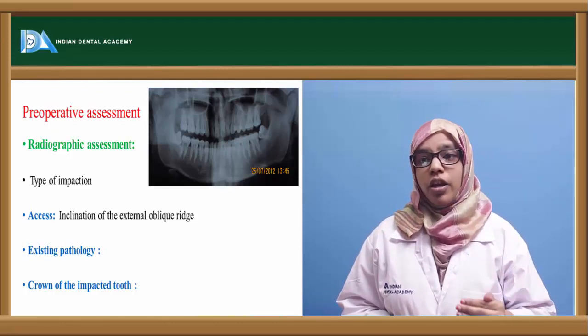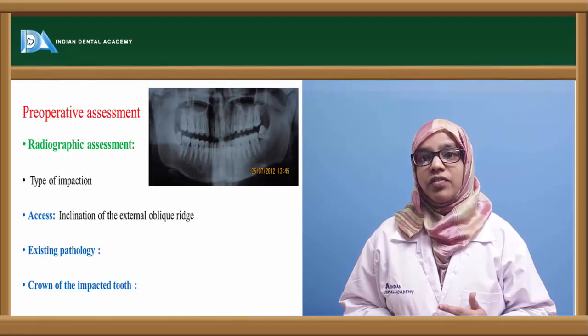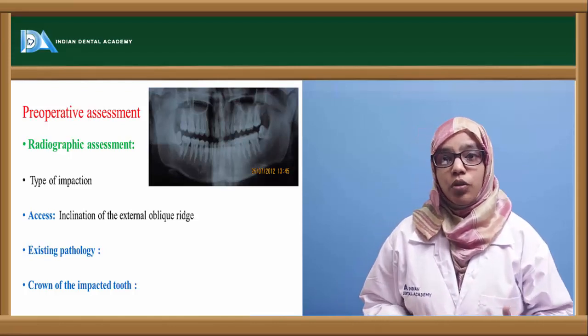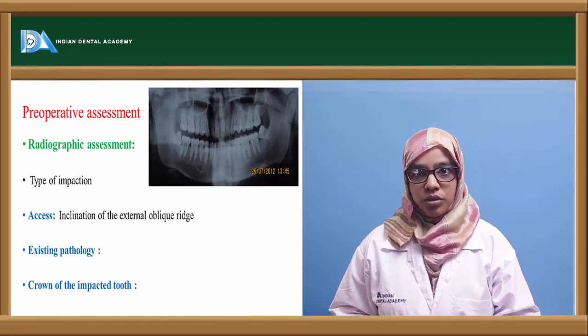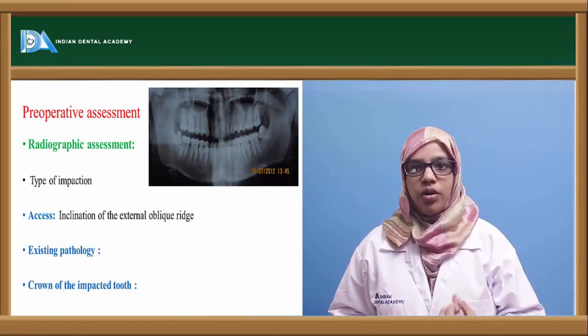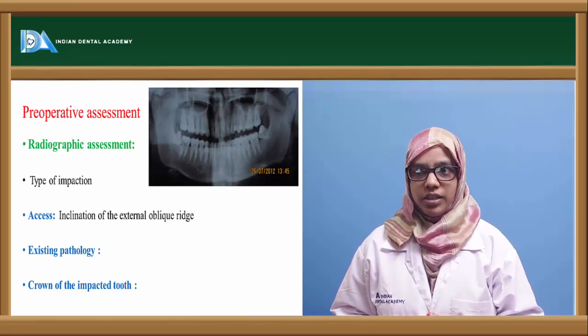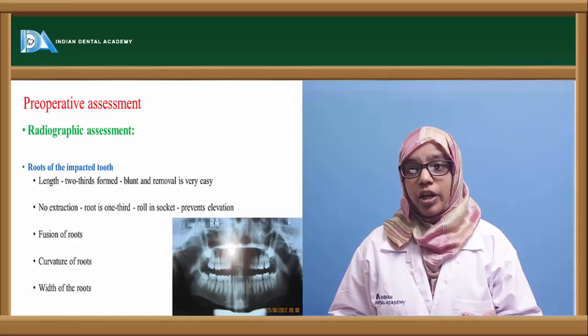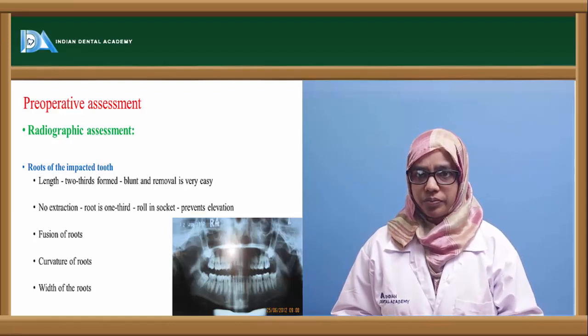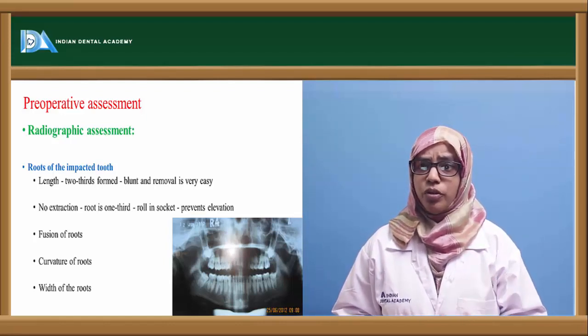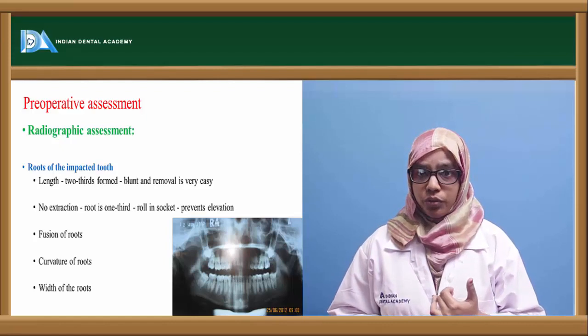Then, the radiograph also helps us to assess if there is any kind of existing pathology associated with the tooth. You can also see the crown of the tooth, whether it is more bulbous or a narrow crown, which will determine the difficulty index. Then the radiograph also helps us to check the root pattern of the third molar, which is very important to see the length of the root.